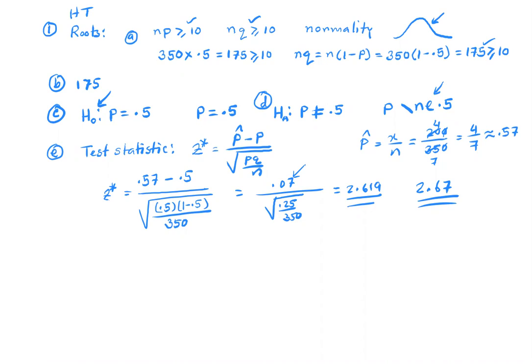I'm still confused on the square root. Okay, so you're still confused on finding this, right? So first of all, take 0.25 and divide it by 350 on your calculator. Then take the square root of the whole thing. Whatever answer you get, you take the square root of it. That's going to give you the denominator. And then take the numerator and divide it by the answer.